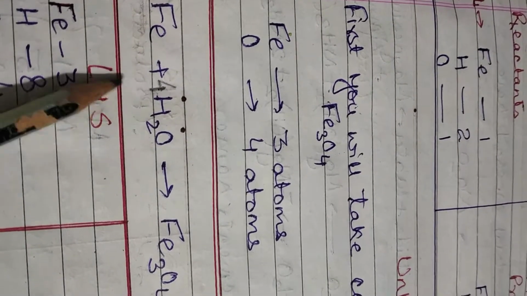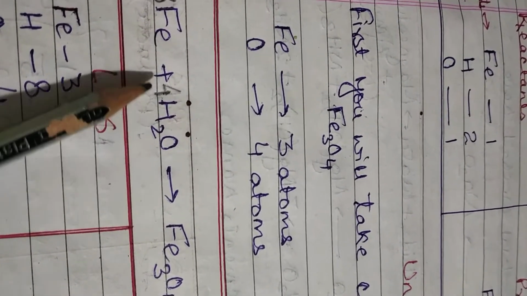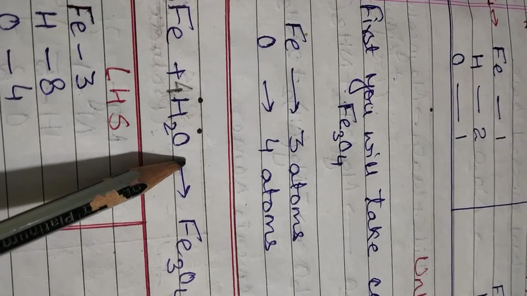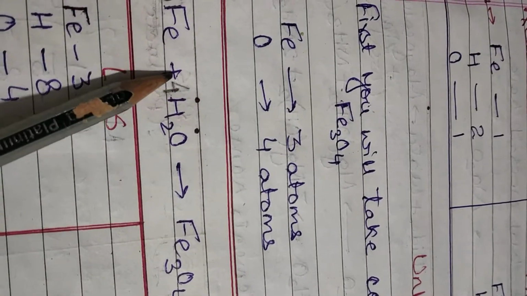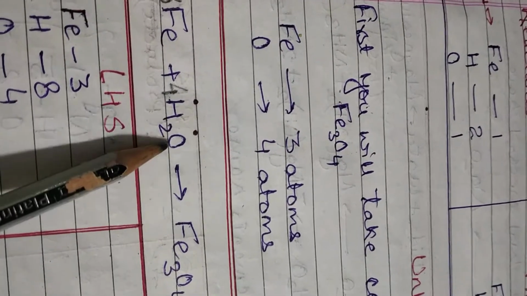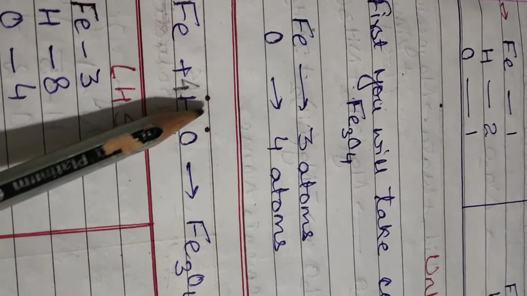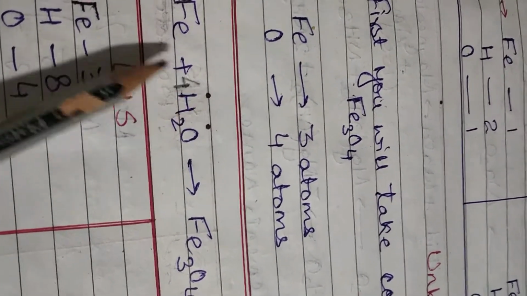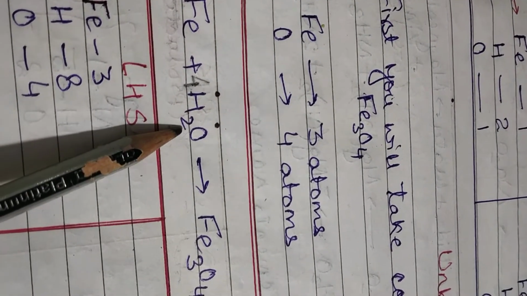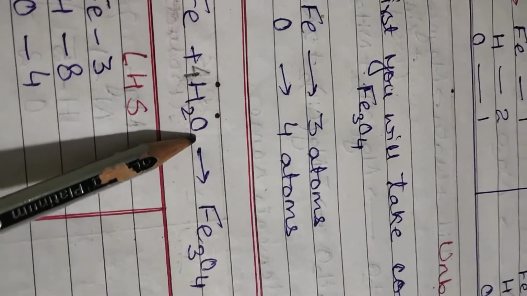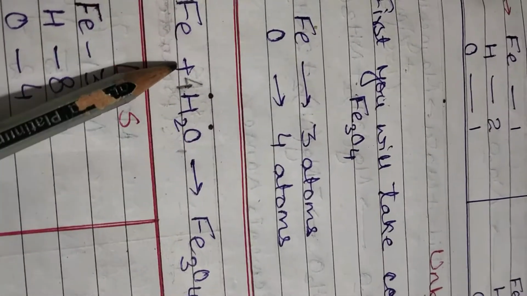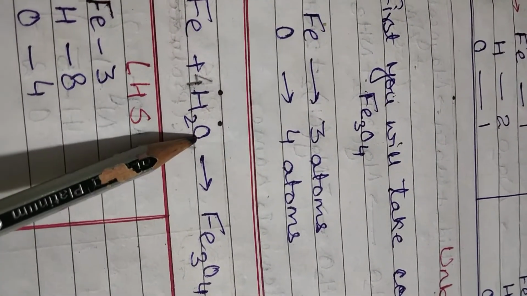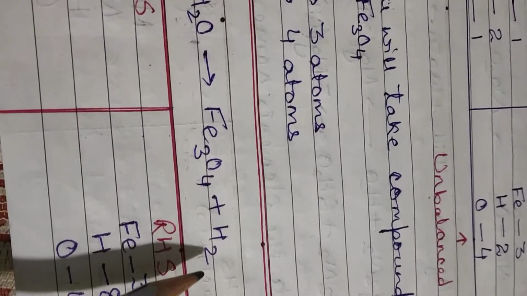Now according to the distributive law, we can use this distributive law from mathematics here also. This 4 is for both the elements. It means now hydrogen is 8 here, 4 2s are 8. And here oxygen is 1 atom, then 4 1s are 4. Then we can see that oxygen is balanced, but hydrogen is not balanced here.